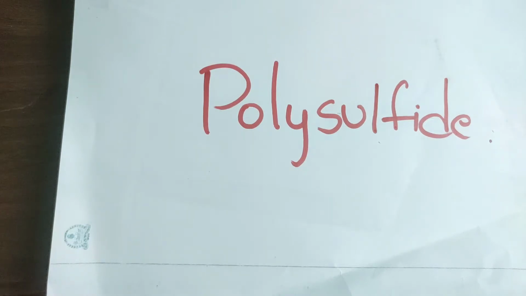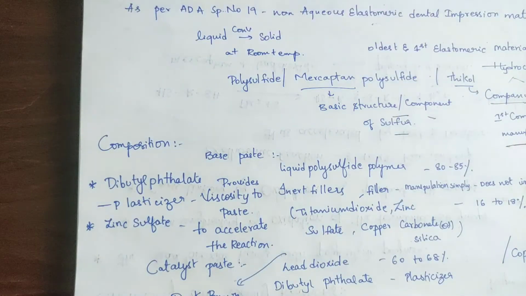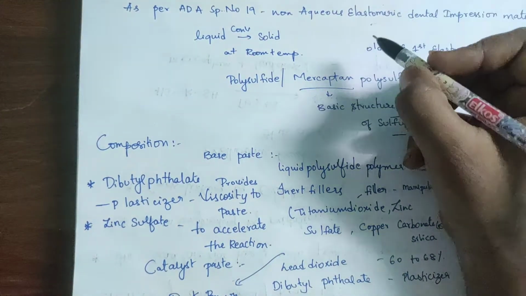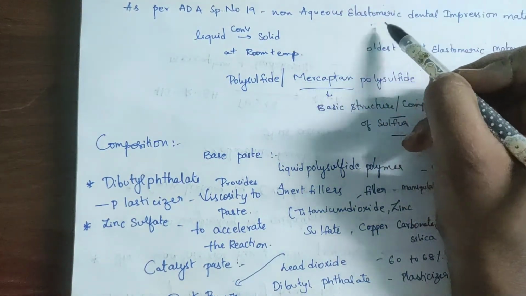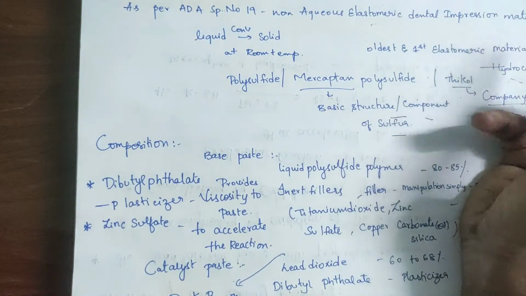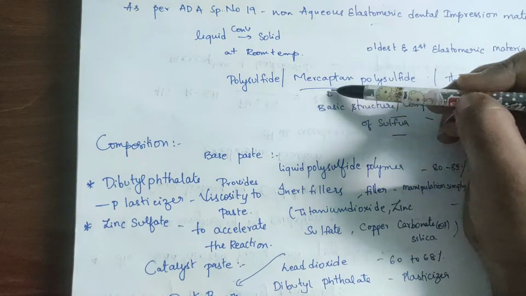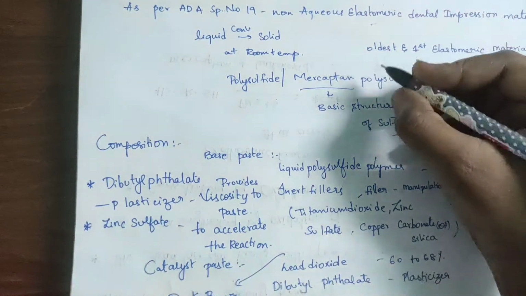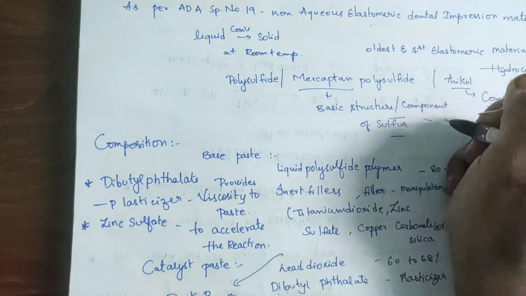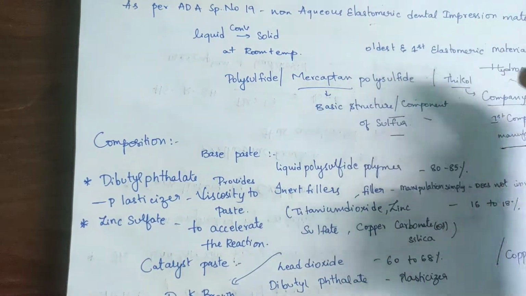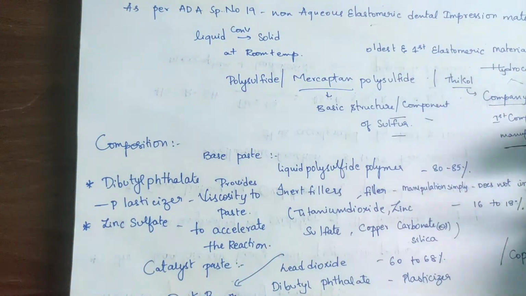So now I am going to explain the polysulfide, which is the first elastomeric impression material, right? According to ADA specification number 19, it is a non-aqueous elastomeric dental impression material. The polysulfide is also called mercaptan polysulfide. Mercaptan is nothing but the basic structure or component of sulfur. So it is also called mercaptan polysulfide, right?